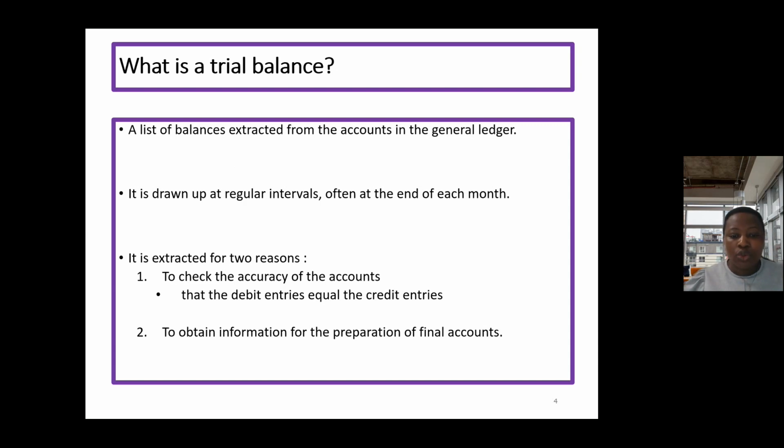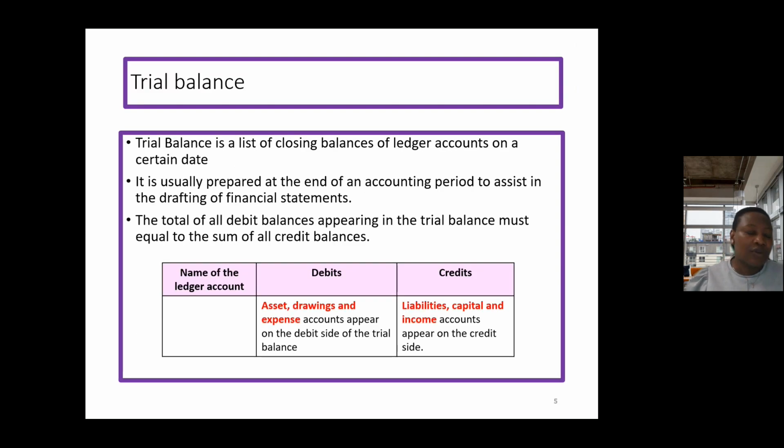And the way we'll be able to ascertain that this is accurate is by drawing up the trial balance. The trial balance also is the basis for the preparation of our final accounts. So our income statements and our statement of financial position would be needing our trial balance to prepare those accounts. So trial balance is a list of all of the closing balances of the ledger accounts as at a specific date that we're preparing the trial balance. We've said it's prepared end of month, and both sides of the trial balance have to be equal.